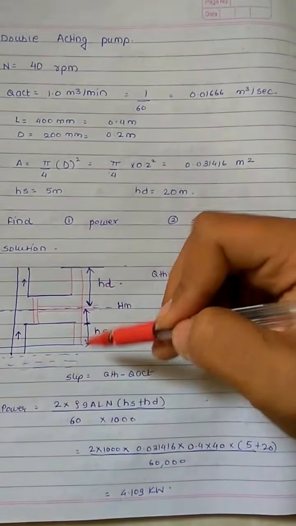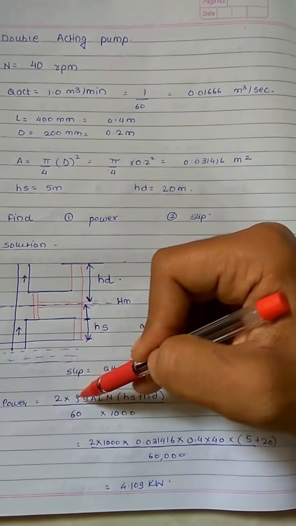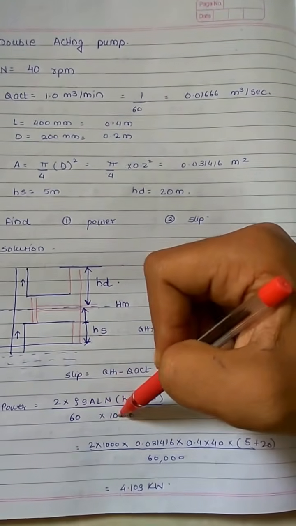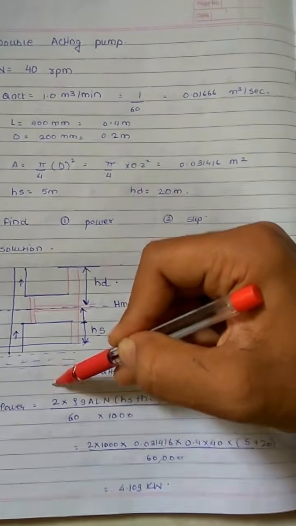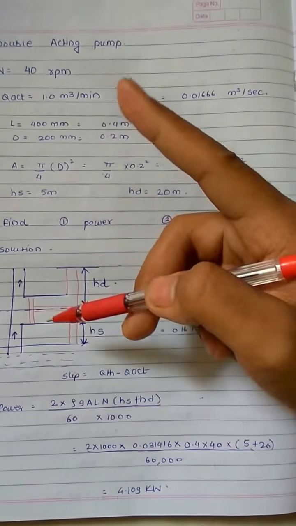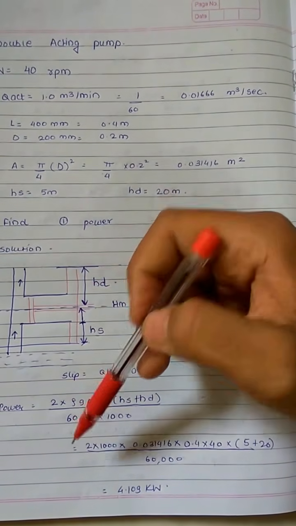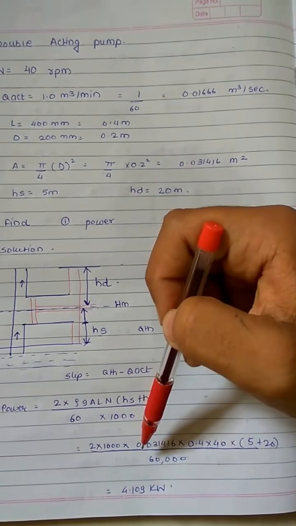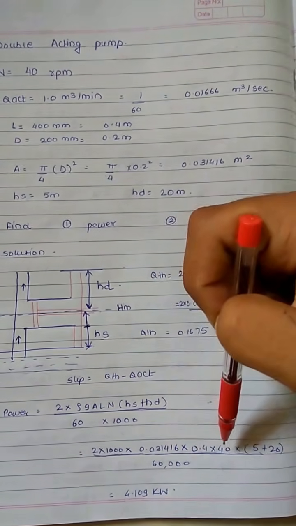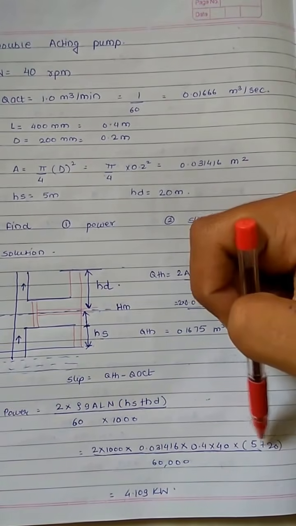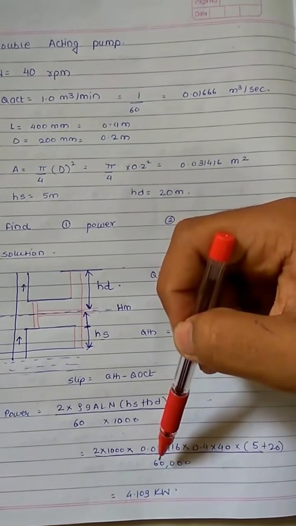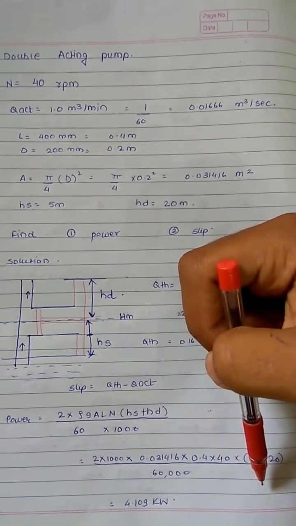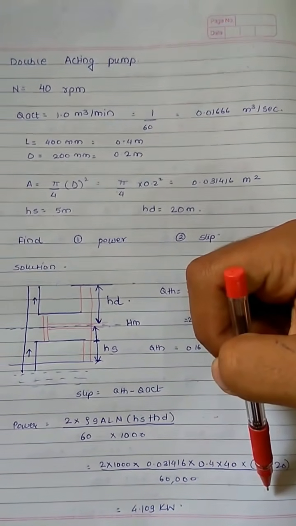Now comes the power. Power is 2 rho G ALN head upon 60 into 1000 to convert it into kilowatt. 2 is because we have double acting pump, 1 is because when we have single acting pump. So 2 into 1000 into 9.81 into area into stroke into speed into addition or sum of both the head upon 60,000, we will be getting the answer of power as 4.109 kilowatt. Let's see the next numerical.